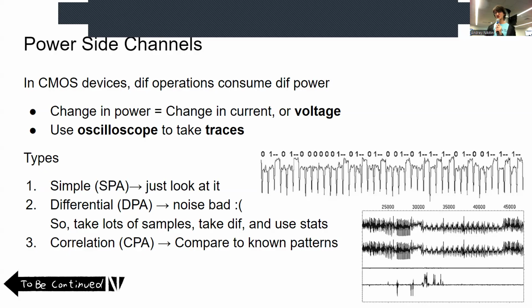So for a power side channel, the idea is we're going to use our oscilloscope to take traces of the power output. This would be like the power of the device specifically that's running the process. See how much power it's consuming.